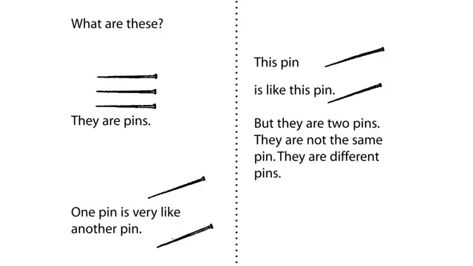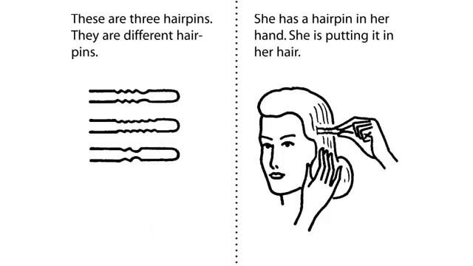What are these? They are pins. One pin is very like another pin. This pin is like this pin, but they are 2 pins. They are not the same pin. They are different pins. These are 3 hairpins. They are different hairpins. She has a hairpin in her hand. She is putting it in her hair.